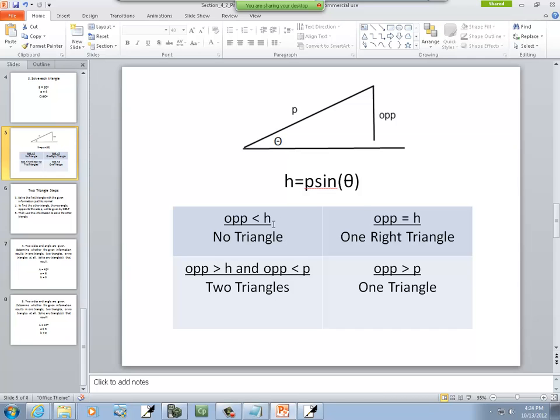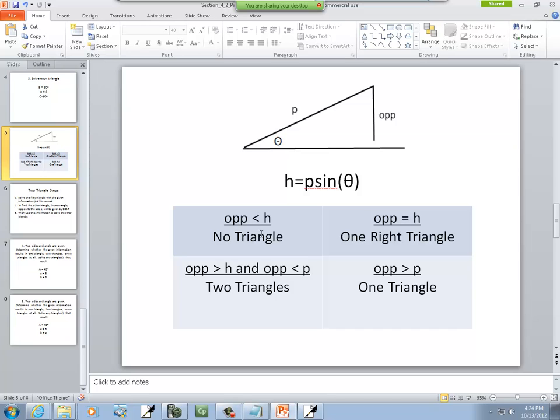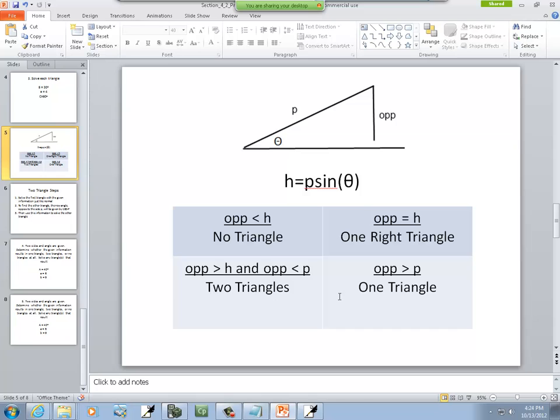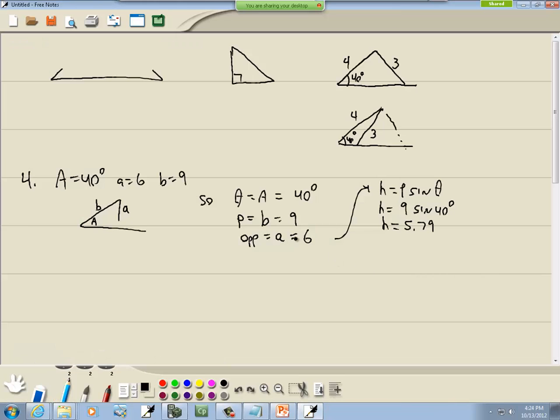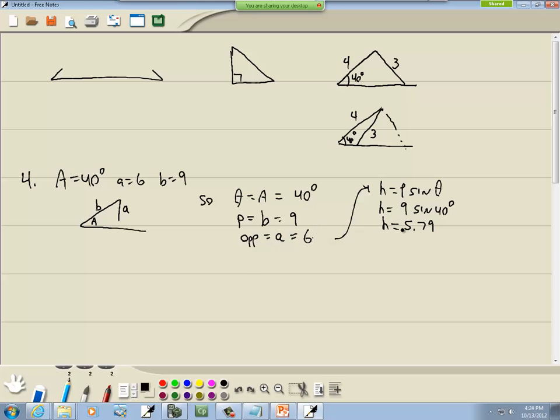So I come over here, and you see which one this matches. Opposite is less than h. Opposite was 6, and h is 5.79. That's not true. If that was true, that'd be a no triangle case. Opposite is equal to h. Well, opposite is 6, h is 5.79. They're not equal, are they? Let me go down to the one triangle. Opposite is greater than p. Opposite is 6, p is 9, 6 is not greater than 9. So I come over to this case. Opposite is greater than h. Opposite is 6, and h is 5.79, so that's true. And opposite is less than p. Opposite is 6, p is 9, so opposite is less than p. So that works. That means that we have two triangles.